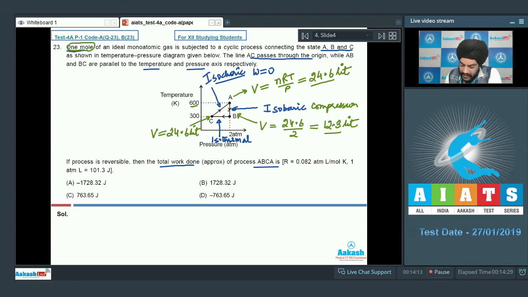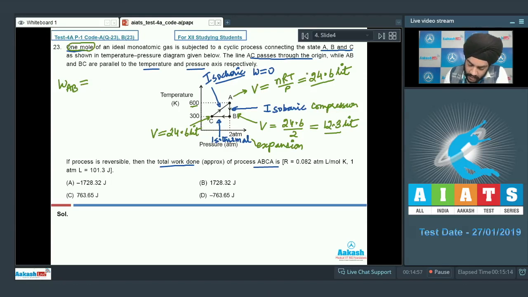And if we talk about the path from B to C, there is expansion happening. So this is isothermal expansion. So students, we know that during compression, work is done on the gas and it is taken to be positive. And during expansion, work is done by the gas, which is taken to be negative as per the conventions. So if we talk about the work done from A to B, path A to B is isobaric compression. So the work will be positive as it is compression.